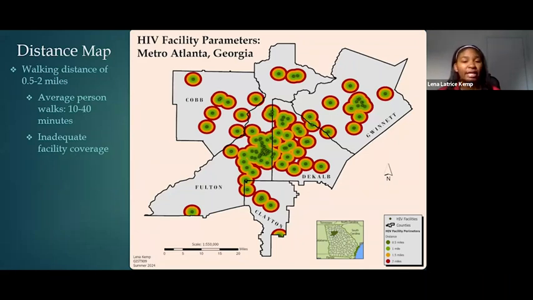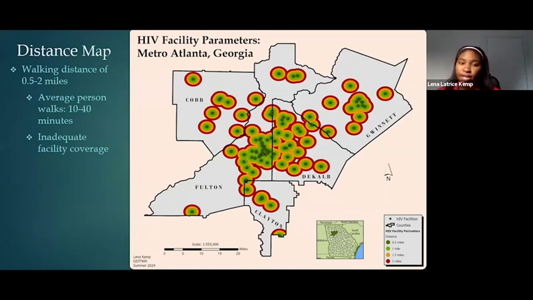So what we're looking at here is there are these parameters or buffers around each HIV facility, with distances from 0.5 miles all the way to 2 miles, because typically the average person is willing to walk about 10 to 40 minutes to get to where they're trying to get to. But as you can see, there still is inadequate facility coverage for this area.